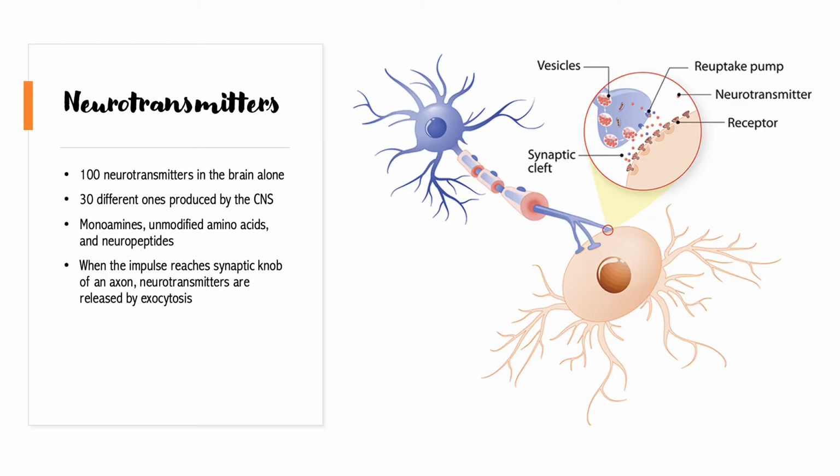There are over 100 neurotransmitters in the brain alone, 30 different ones produced by the central nervous system. Neurotransmitters can be classified as monoamines, unmodified amino acids, and neuropeptides. When the impulse reaches the synaptic knob of an axon, neurotransmitters are released by exocytosis.